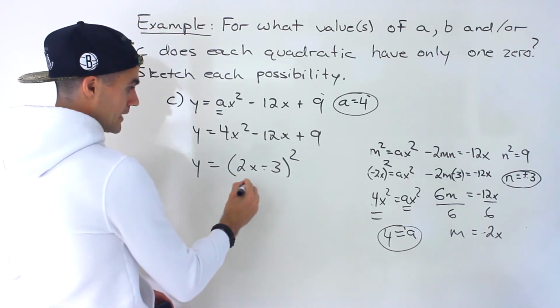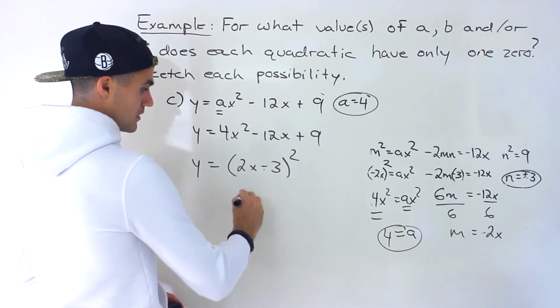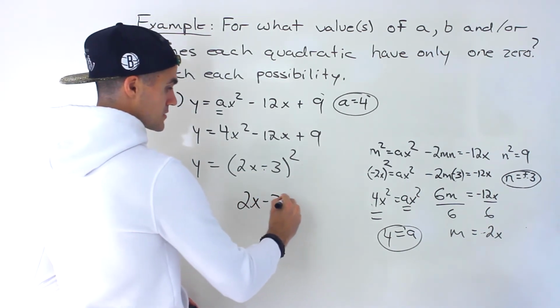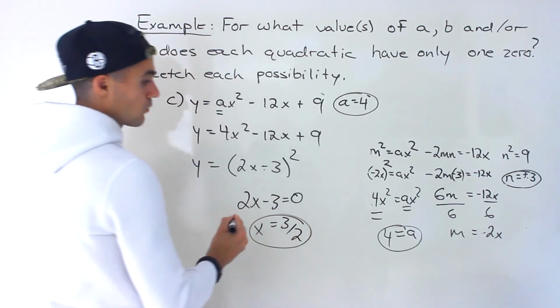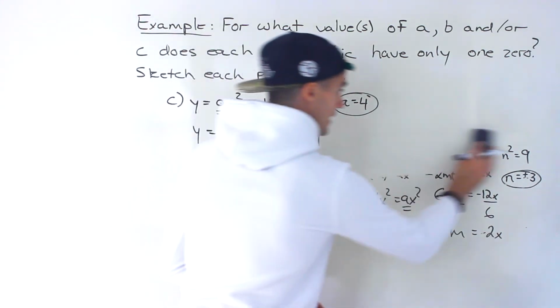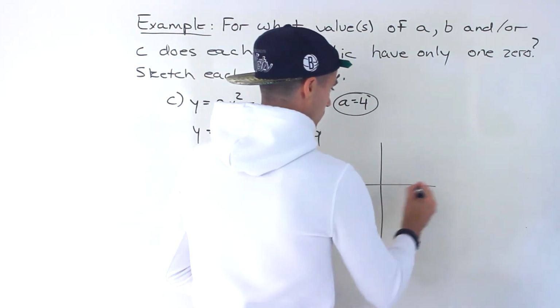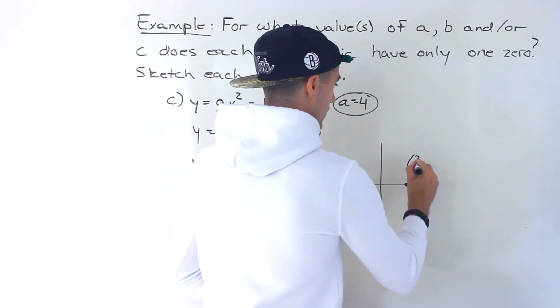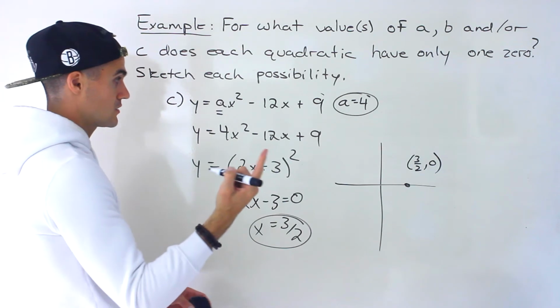Okay, so what is the x-intercept going to be here? Well, it's going to be when 2x minus 3 is equal to 0, meaning when x is 3 over 2, or 1.5. And so the way that this graph is going to look, we're going to have 3 over 2 over here and 0. That's going to be the vertex and the 1 x-intercept.